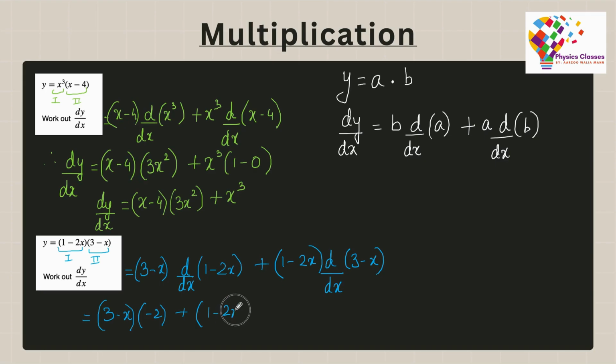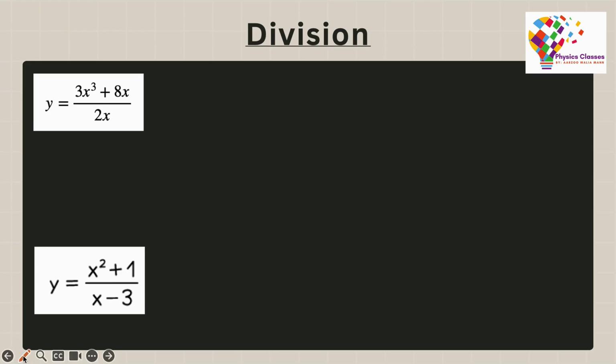Now let us look at the division rule for differentiation. So y is equal to a by b, and I want to differentiate this quantity. So the formula is very easy. You keep the denominator constant first and take the derivative of the numerator. Then you keep the numerator constant and take the differentiation of the denominator. Subtract these two and divide by the denominator square. So I have b dA by dx minus a dB by dx by b square.